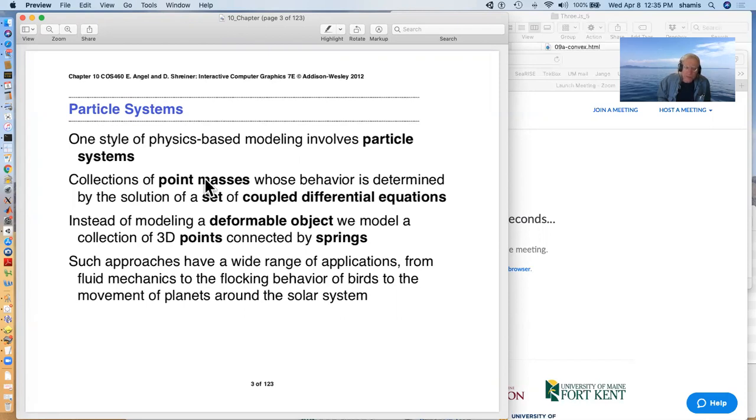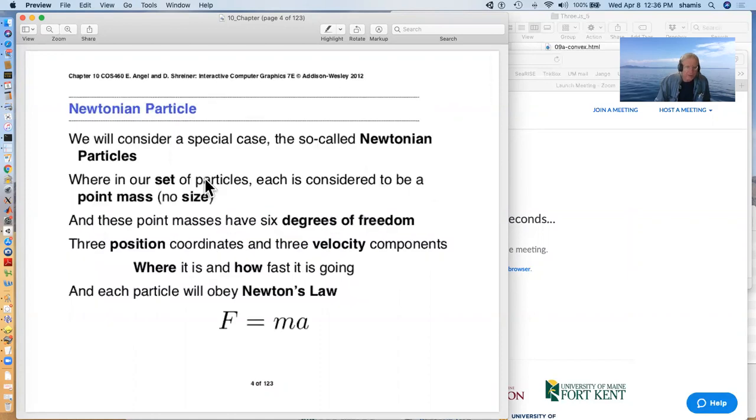Instead of modeling a deformable object, we would model a collection of 3D points connected by springs. With our convex material, we could actually wrap this object in a surface and have it behave physically somehow. There are a lot of applications: fluid mechanics, flocking behaviors, n-body problems, any number of applications. We're going to consider a special case, the Newtonian particles.